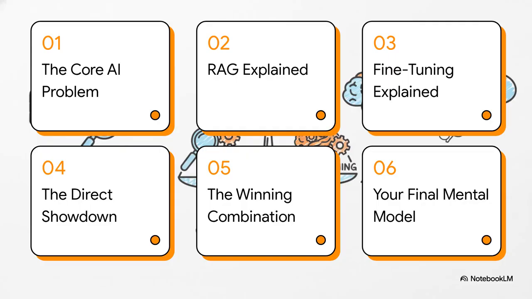So, here's our game plan. First, we'll double-click on that core problem. Then, we'll break down the two main ways to solve it, RAG and fine-tuning. After that, we'll put them head-to-head, see how they stack up. And then for the big reveal, how they can actually work together. And we'll wrap up with a super simple mental model you can take with you.